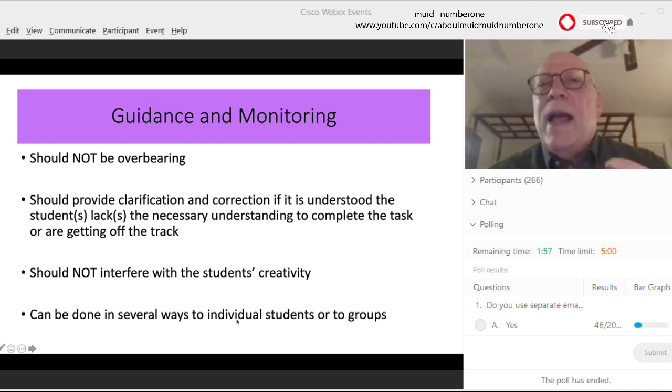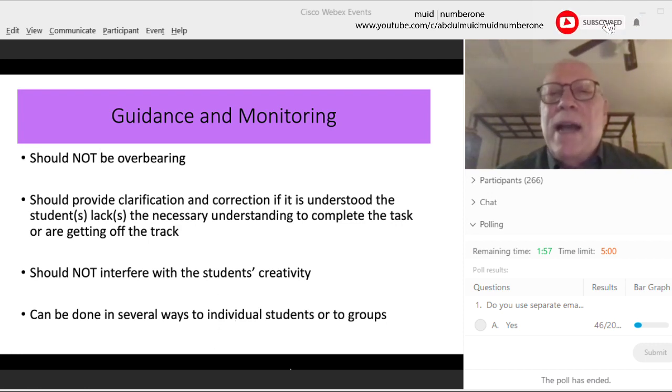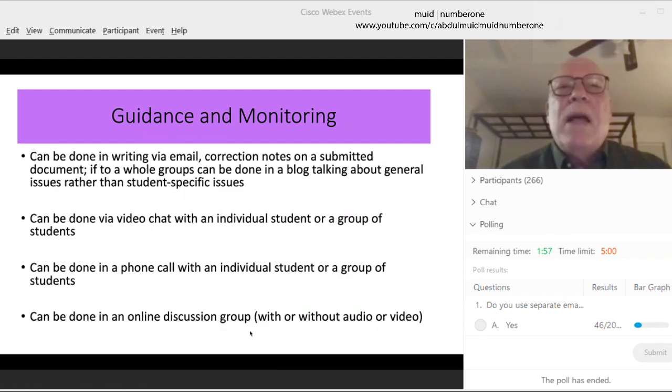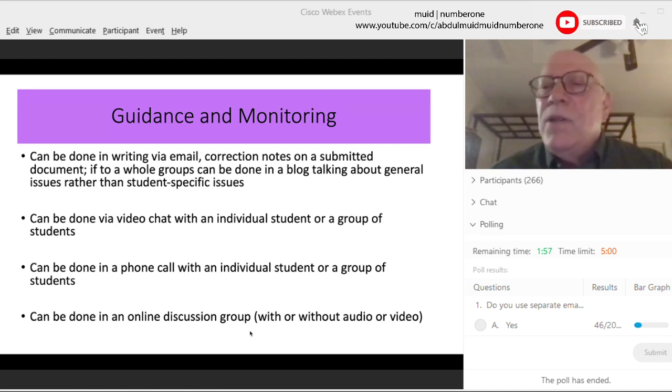So, and the monitoring can be done in several ways. You can monitor and guide your students individually. You can do it in small groups, or you can do it as a class. So you can decide how you want to do it. What is the effective, not efficient, but effective way to do that. And it can be done in writing, via email, via correction notes on a submitted document. So they send you a document, you make your notes on it, you send it back to them.